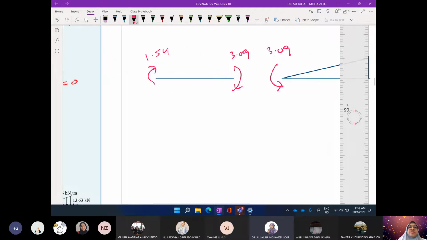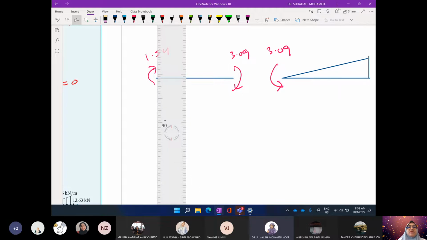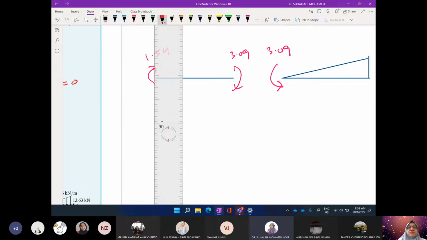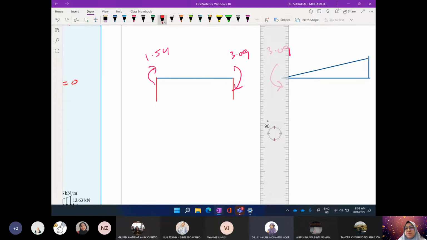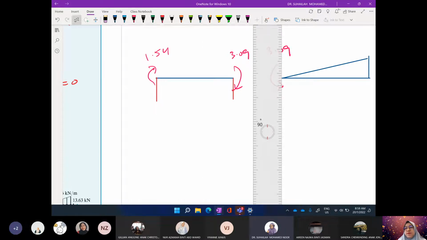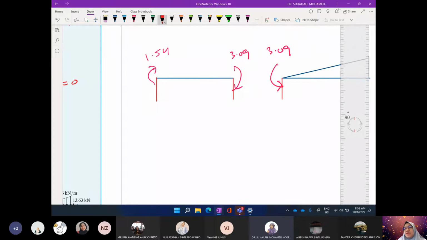So actually, to complete this diagram, we also have the vertical force, vertical reaction. And we do not know the value yet, so we can analyze this using static equilibrium. It's just like we analyze a simply supported beam.